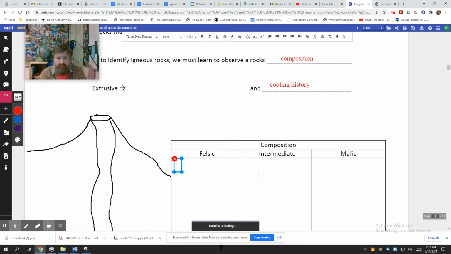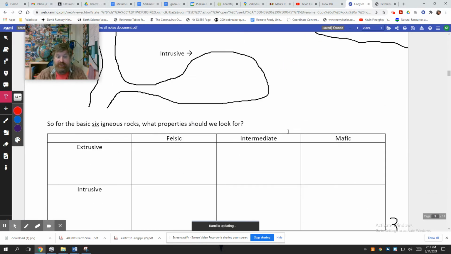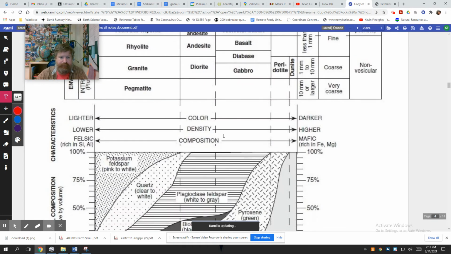Felsic: Si, Al. Mafic: Fe, Mg. Now, if you're sitting there saying, what the heck, I'm not going to be able to spot this. Yeah, you're not. You're right. That's not super easy. So what else have we got?